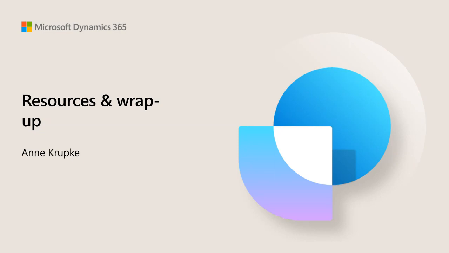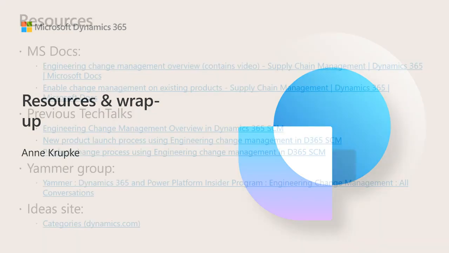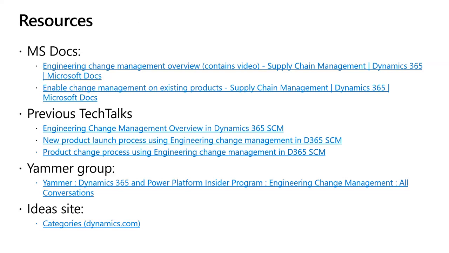Let's talk about the resources that you can use for getting additional details on engineering change management. We have a few links to existing Microsoft documentation. There's the engineering change management overview, which has links to a bunch of additional articles talking about the different functionality and how to configure it. And we've also linked specifically to the enable change management on existing products, which is the process Hiren walked through earlier. So if you want to see the documentation on that, we have an article that talks about that.